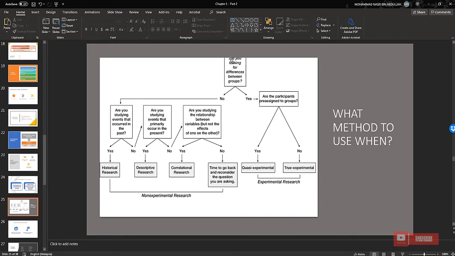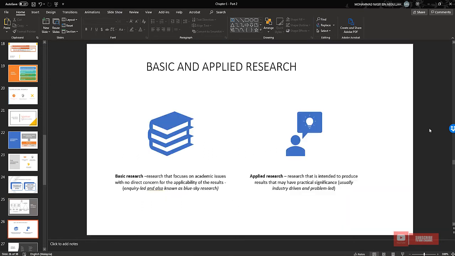So if you are trying to find the difference between groups, you need to ask one question: are your observations or participants randomized or not randomized into groups? If not randomized into groups, then you are doing quasi-experimental research. If your participants are fully randomized into groups, then you are doing true experimental research, right?